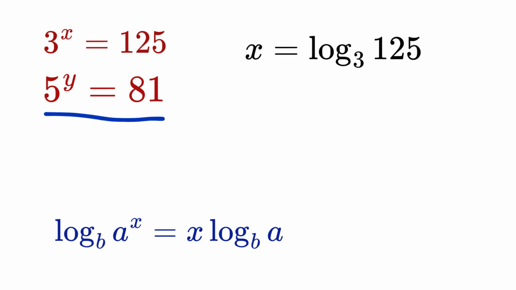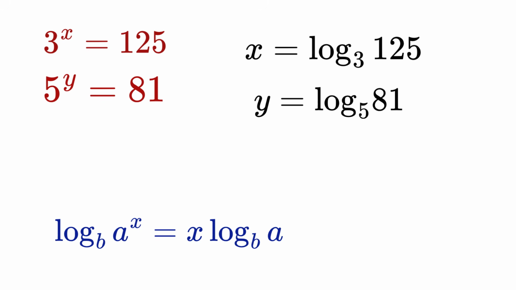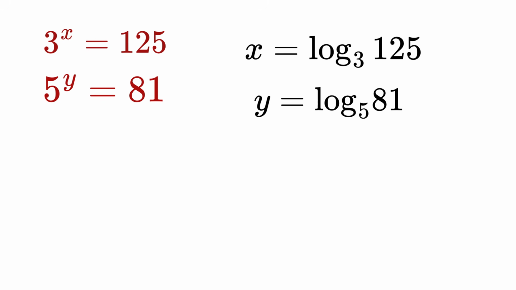Now let's do it for the second equation. Apply log base 5 on both sides. By using the log rule, we can write it as y log of 5 base 5 is equal to log of 81 base 5. Here log of 5 base 5 is 1, so y is equal to log of 81 base 5.